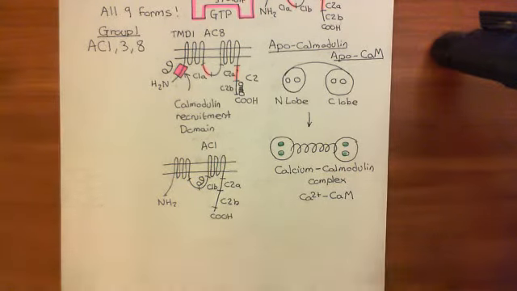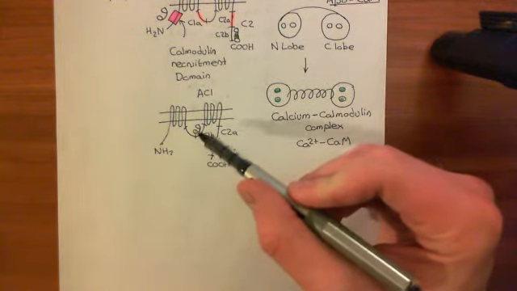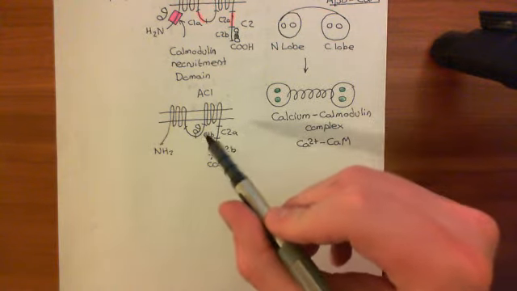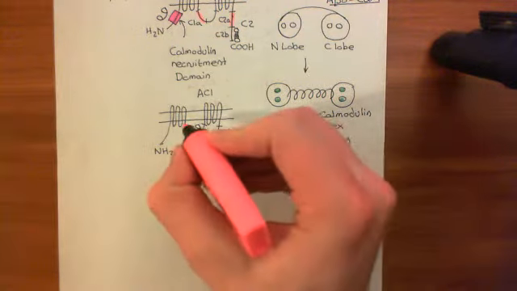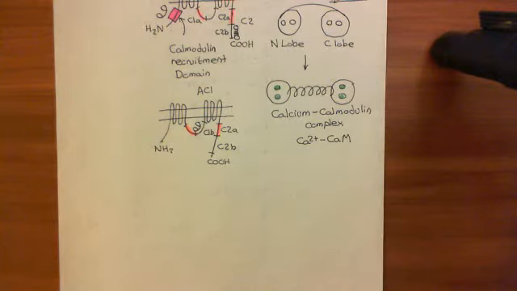Okay, and this is apocalmodulin at the moment, and then when calcium goes up in the cytoplasm, what will happen is calcium will bind there, it will convert into calcium calmodulin complex, and then it doesn't move this time, so it remains there, and then it also somehow promotes the dimerization of the C1A domain with the C2A domain. So basically, the principle here is that the adenylyl cyclase 1 and the adenylyl cyclase 8 do not have binding sites for calcium themselves. Instead, they have binding sites for calmodulin, and then the calmodulin has a binding site for calcium. So they detect calcium indirectly through the calmodulin.